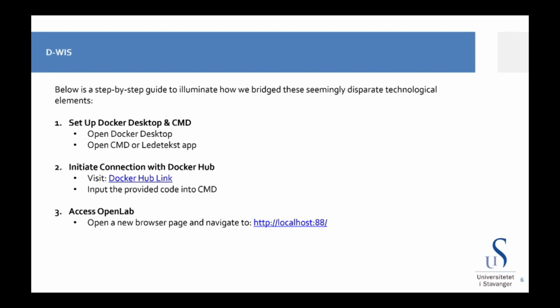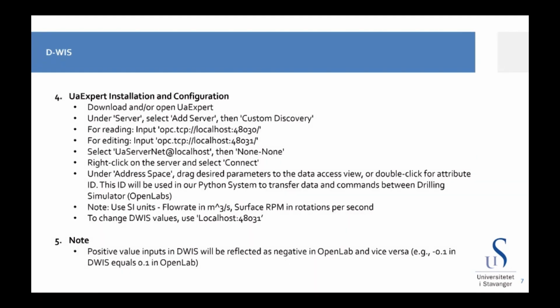Below is a step-by-step guide to activate and connect the systems together. First, set up Docker Desktop and CMD. Open Docker Desktop, open CMD, and initiate connection with Docker Hub. Visit the Docker Hub link. Input the provided code into CMD. To access OpenLab, open a new browser page and navigate to the localhost link. The last step is UaExpert installation and configuration.